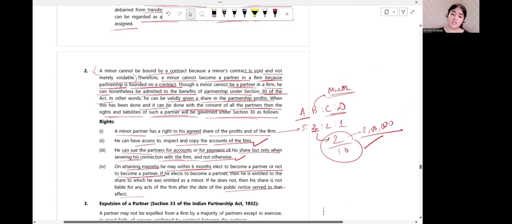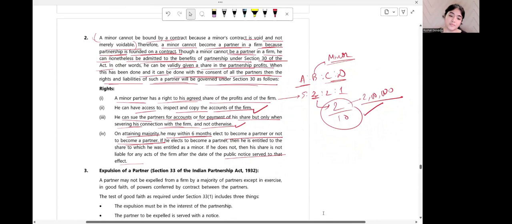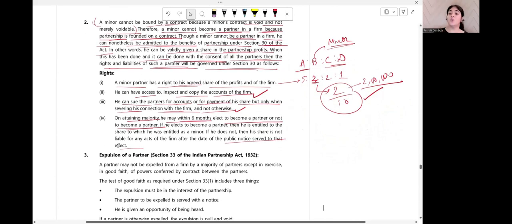We have learned section number 33. Even if you have a majority, you can't remove a partner. But in cases where he has done something wrong, not in good faith, or is acting against the powers given to him, doing more than those powers, at that time you can remove the partner.